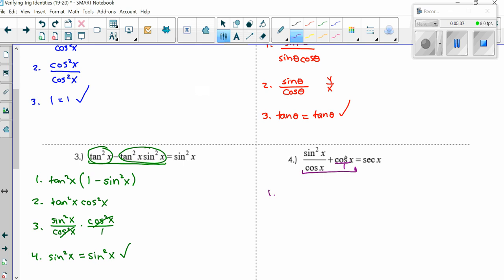So I need to get a common denominator of cosine, which means I have to multiply by cosine x over cosine x. So this fraction is going to stay the same. I'm going to add cosine squared x over cosine x. Okay, because I have a common denominator, I can now add the numerators, which gives me sine squared x plus cosine squared x over cosine x.